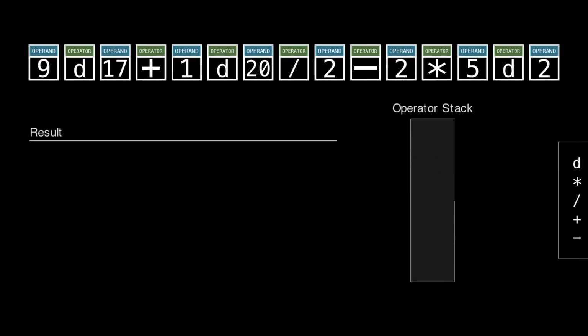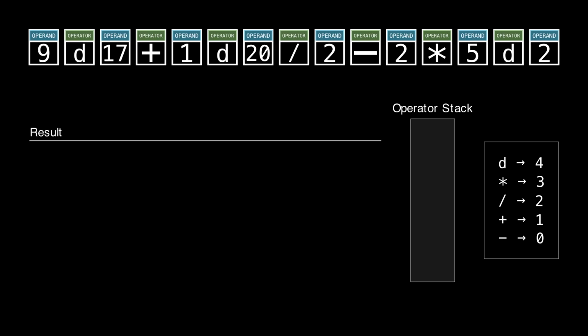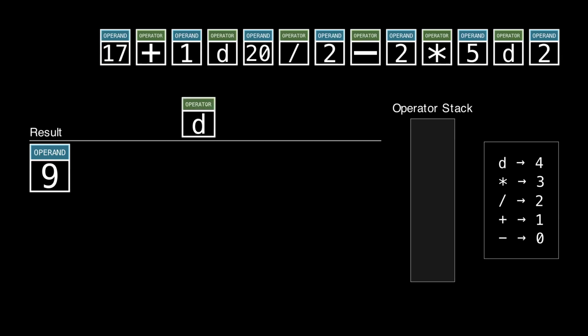The shunting yard algorithm works like this. We read left to right. Whenever we see an operand, the operand gets added immediately to the results array. Let's do that and move this 9 operand into the results. Whenever we see an operator, we do one of 2 things. If the stack is empty, or if the operator at the top of the stack has a lower order in the operation hierarchy, then we can push the operator in our formula onto the stack. Let's do that now and push the dice operator onto the top of the stack.